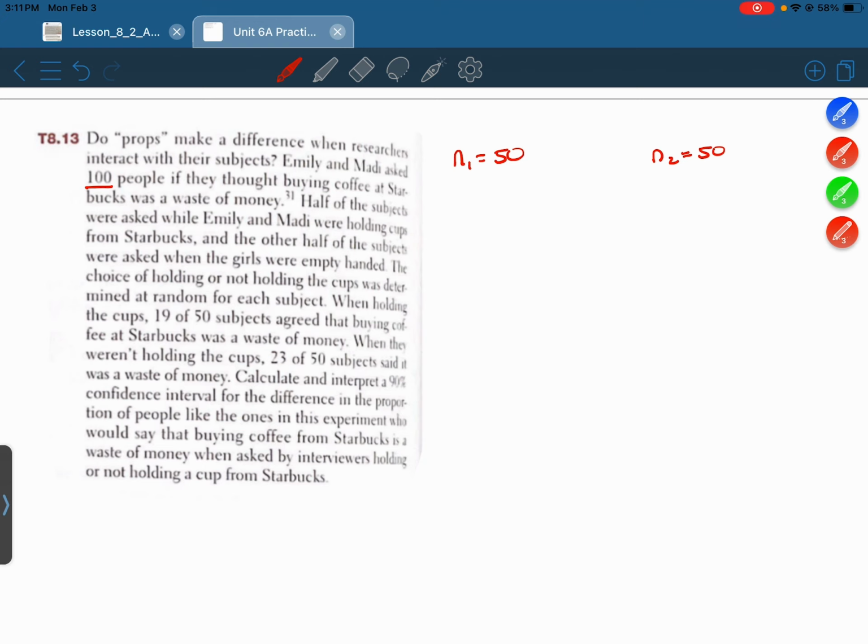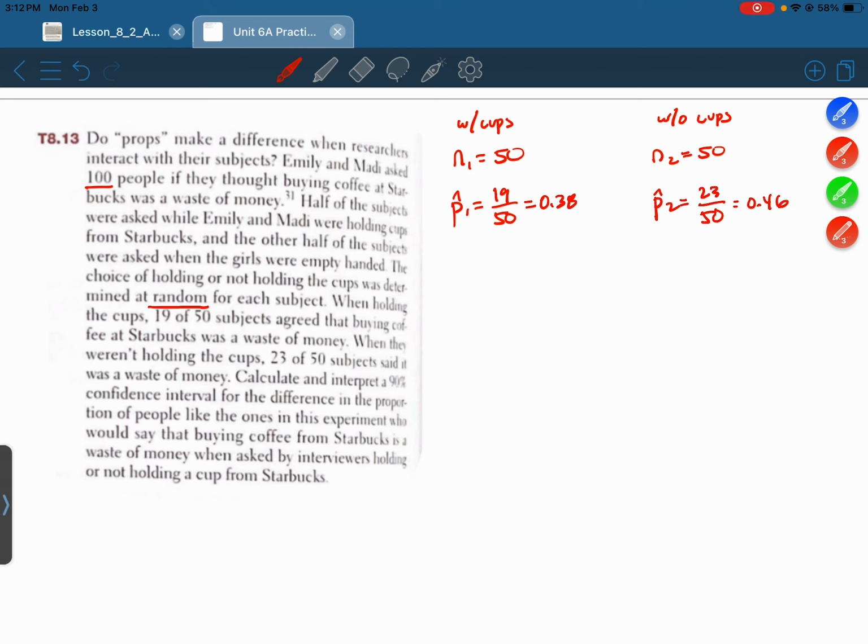Okay. The choice of holding or not holding the cups was determined at random for each subject. Okay, so we have random assignment here. When holding the cups, 19 of 50 subjects agreed that buying coffee was a waste of money, so with cups, without cups. All right, so the first sample proportion, that's 19 out of 50, which is 0.38. The second sample proportion, it's 23 out of 50, so 0.46.